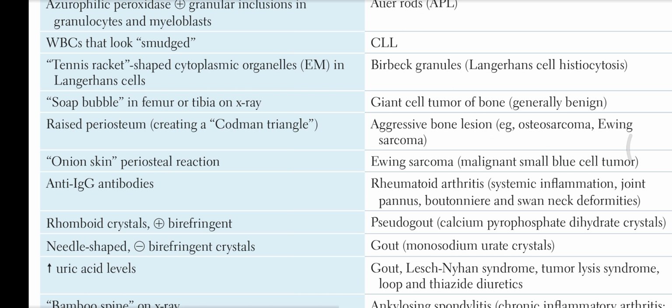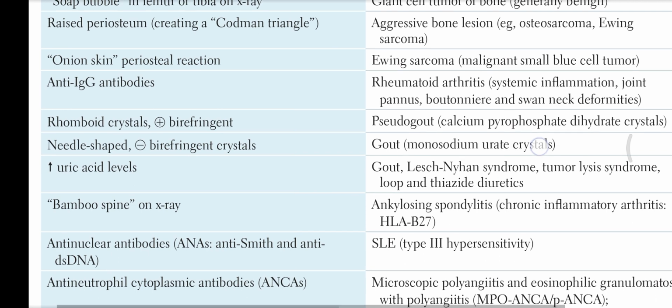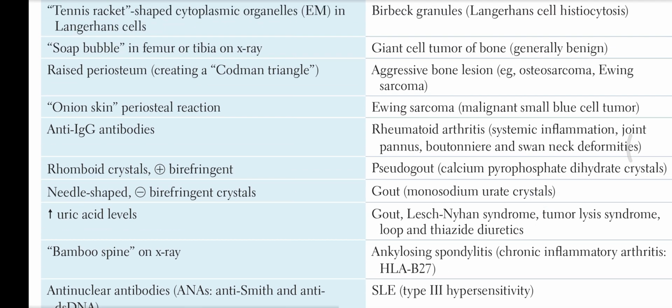Raised periosteum creating a Codman's triangle. Aggressive bone lesion: osteosarcoma, Ewing sarcoma. That is Codman's triangle, raised periosteum, seen in aggressive bone lesions such as osteosarcoma and Ewing sarcoma.